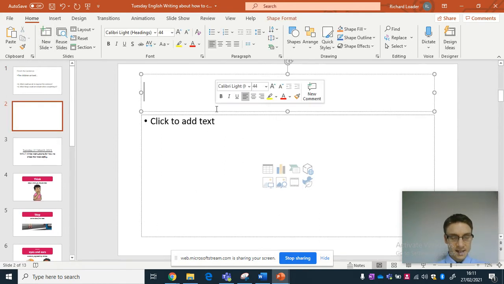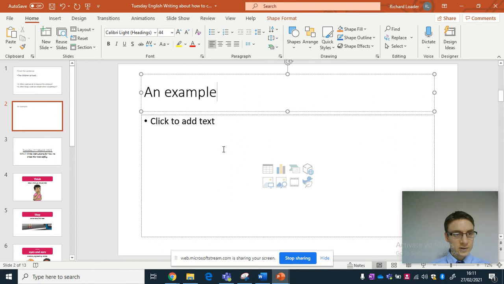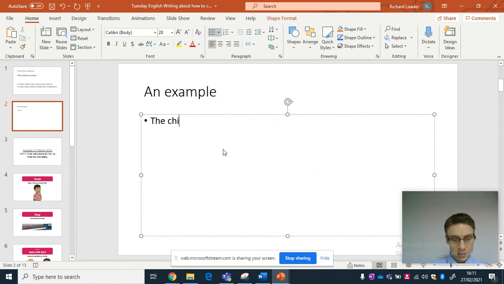So here's an example. So the children arrived. Let's write that bit in first. Now I could say what year group. So let's do year 2, shall we? So the year 2 children arrived. Now where did they arrive? I was talking to the children on Friday about where they'd like to go. If they could go anywhere, quite a few of them said Legoland. So the year 2 children arrived at Legoland.